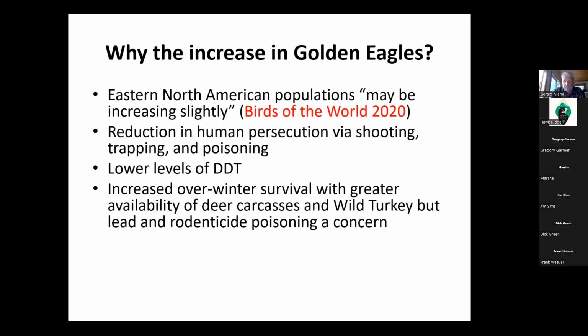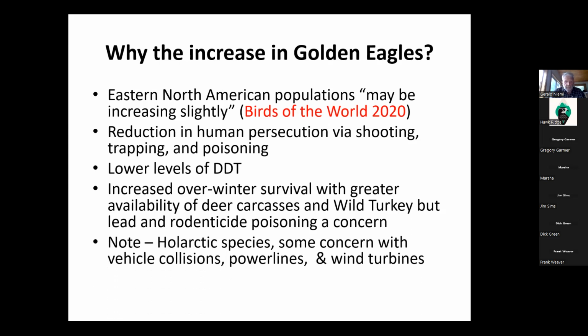there's a mention of actually predation on wild turkeys, potentially by golden eagles as well. Remember, though, the golden eagle is a whole Arctic species, so it has populations in Eurasia. Some concern with vehicle collisions, power lines, and wind turbines, as there is with some of the other species as well.